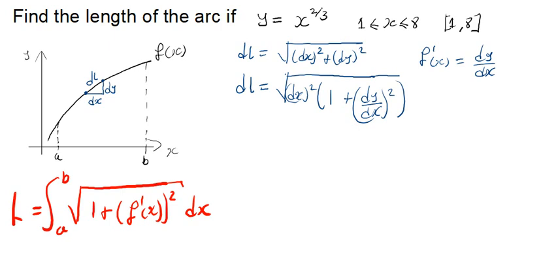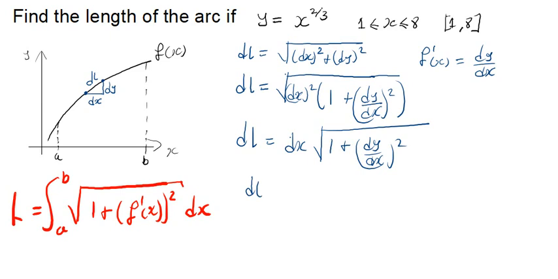So dl is equal to, I'm going to have dx outside, then here I'm going to have 1 plus (dy/dx) squared. I can write this as dl equals the square root of 1 plus dy/dx. But remember, my dy/dx is nothing but the gradient function, which you can write as y prime, I mean f prime of x. This is f prime of x squared, and I have my dx.